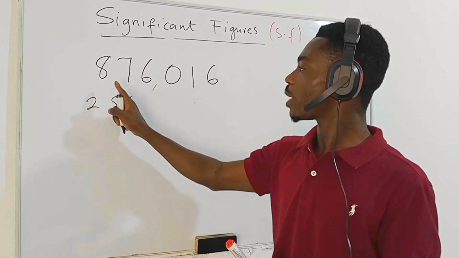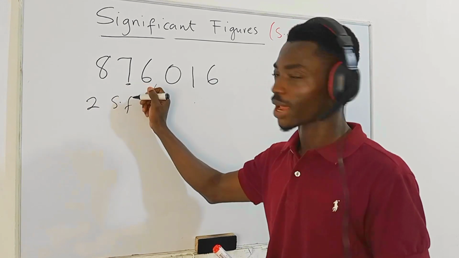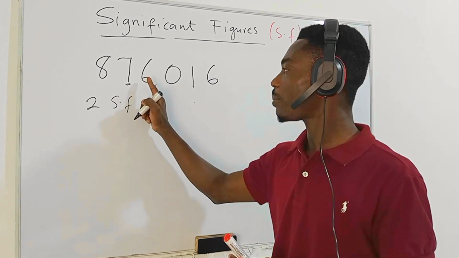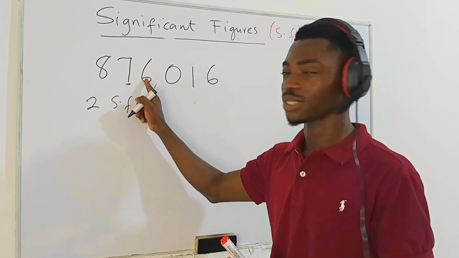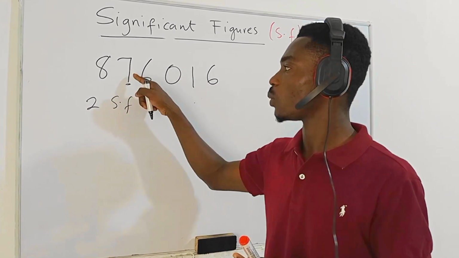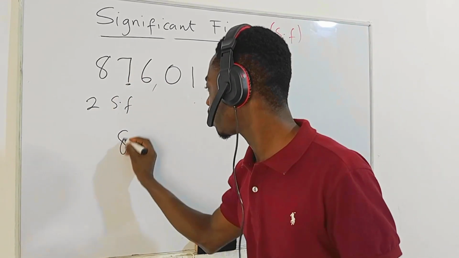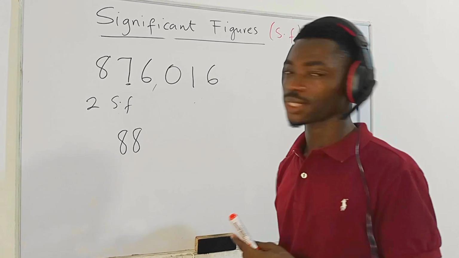So 2, we have 1, 2. We just landed on this 7 right here. And remember, the number that is next to the 7 is 6, which is more than 5. If that happens, then we will round it up. We will add 1 to this. So we are going to have 8, 8 this time.